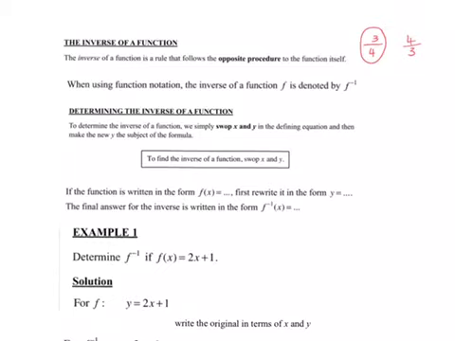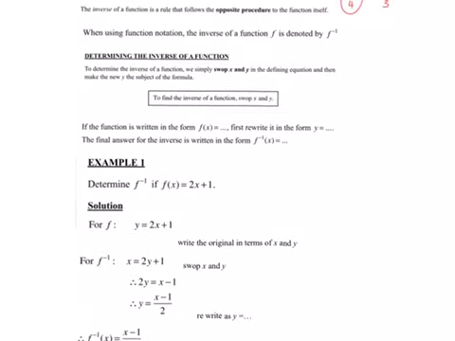So the function itself is f or g or h, and then the inverse is f, g or h to the negative 1. All right. Then, when we're determining the inverse of a function, we have to look at swapping of x and y. Okay, so that's the key bit here.